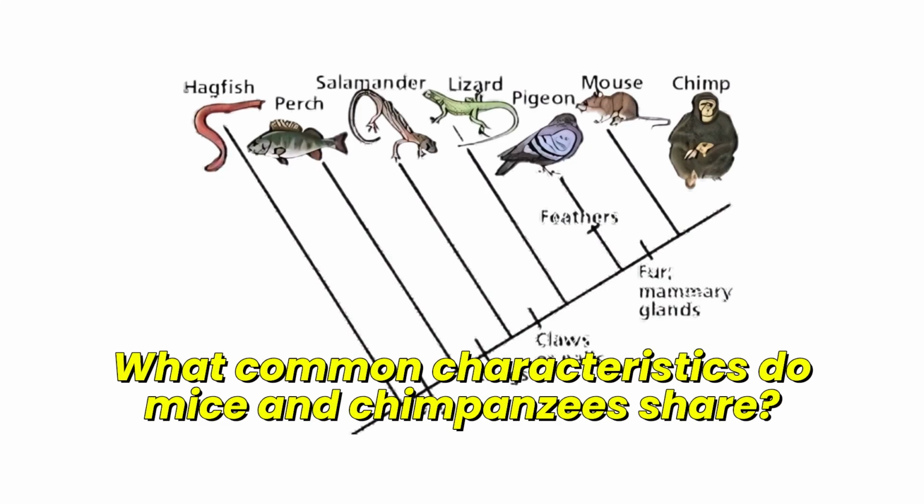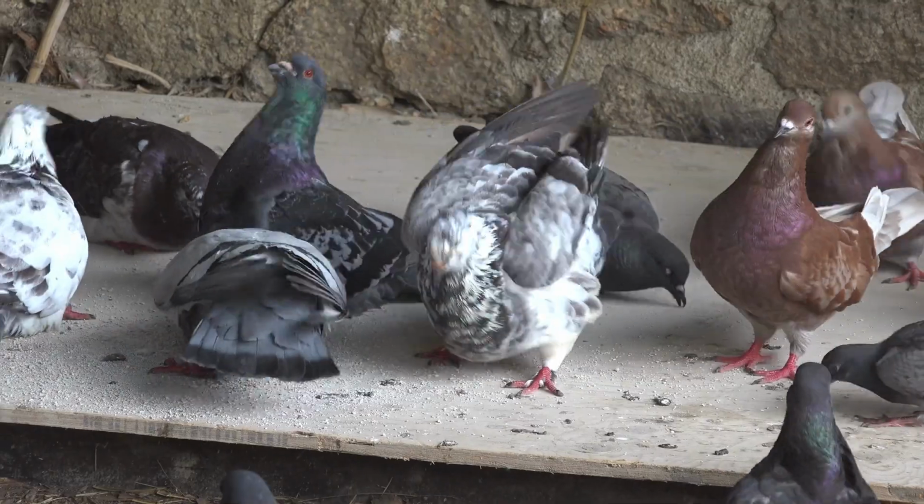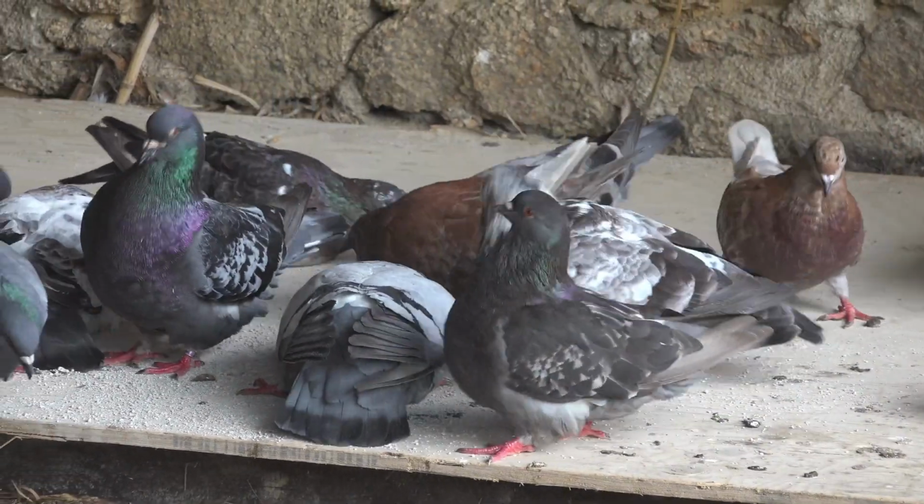Now, what common characteristics do mice and chimpanzees share? If we trace back their branches, we see they both have fur and mammary glands, claws and nails, lungs and jaws. Notice that feathers are not included. Feathers are a unique characteristic of the pigeon, which is on the separate evolutionary line.